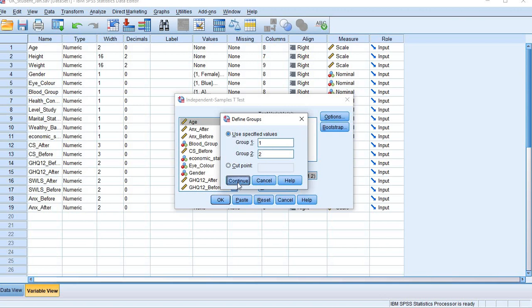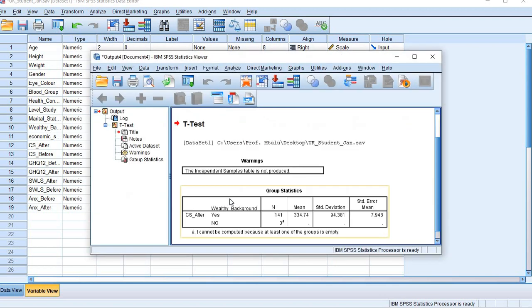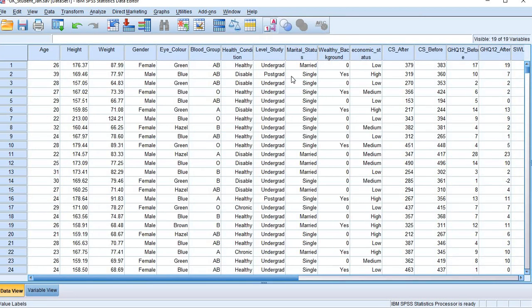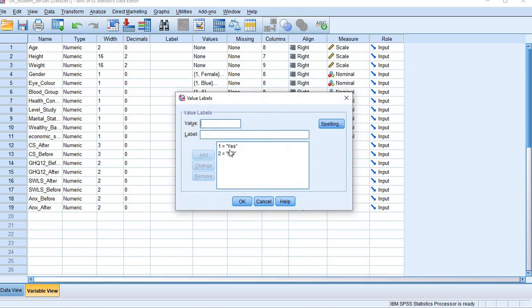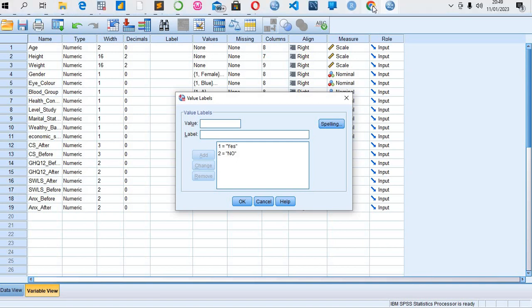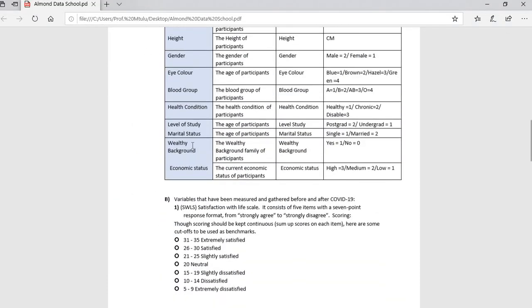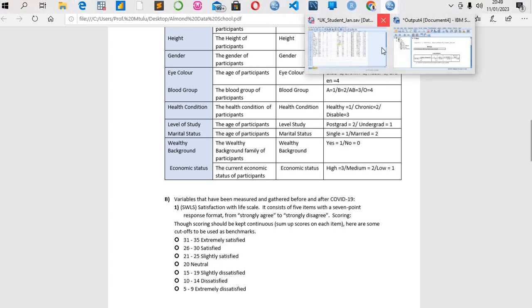But I have my two. Oh, now I know the reason. You see, there is a problem with my dataset. This one. Oh, the 0 here. Why am I having a 0? This is the problem. The data is coded differently. Was it supposed to be 1 and 0 or 1 and 2? Let me just check. Wealth background, it's yes 1 and no 0. Okay, that is the problem.